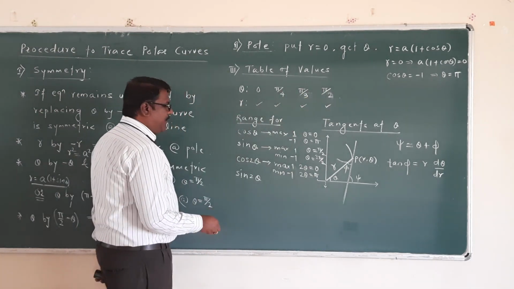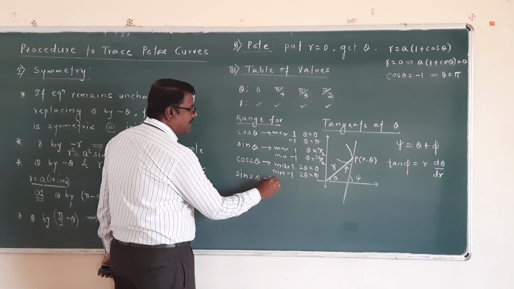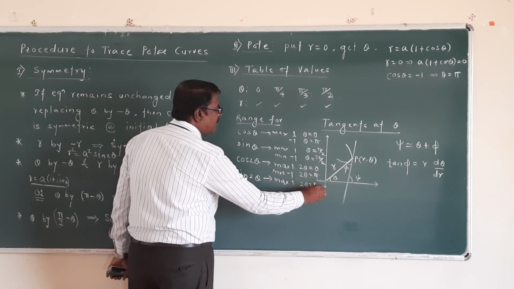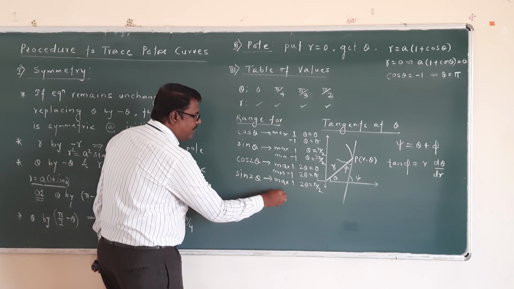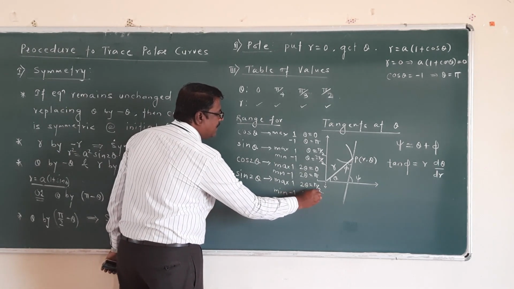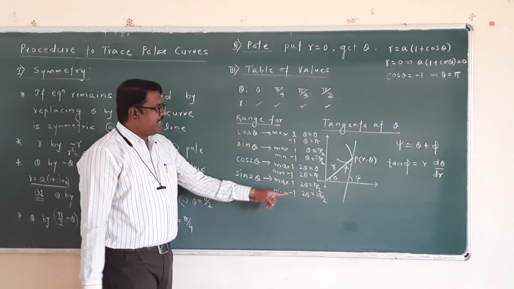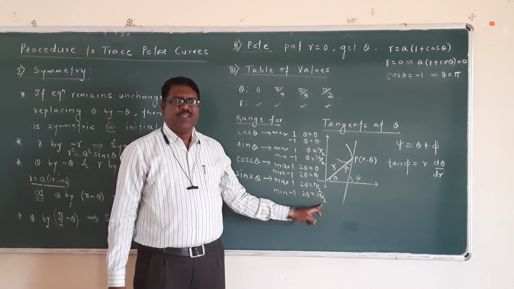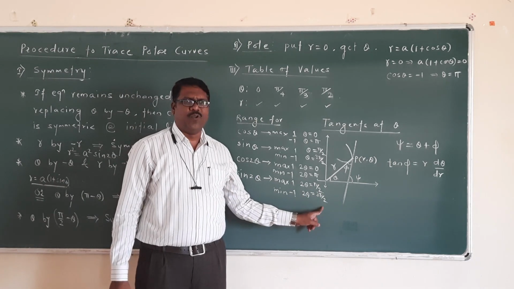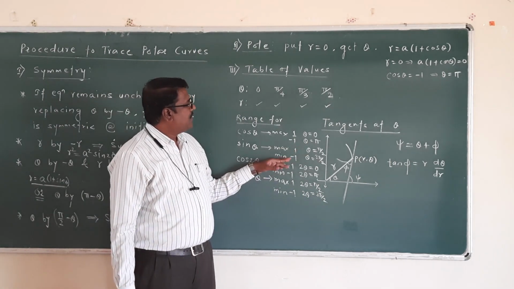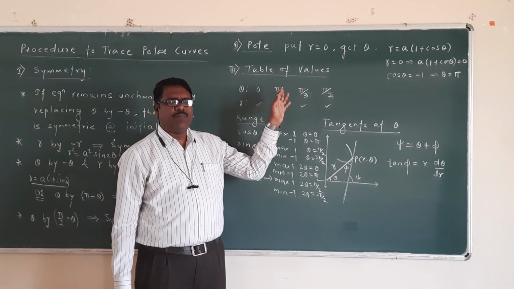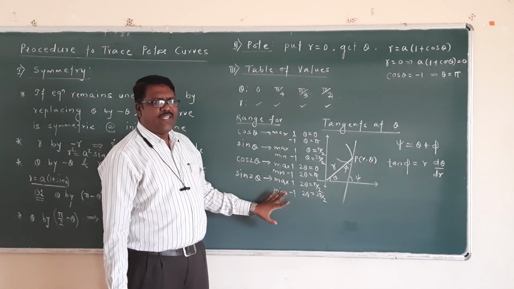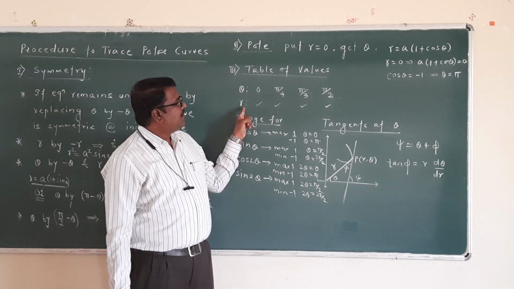Okay. Now, if the equation contains sin 2 theta, then sin 2 theta has maximum value 1 when 2 theta is equal to pi by 2 and minimum value minus 1 when 2 theta is 3 pi by 2. Now, what is the range of theta? Range of theta is from pi by 4 to 3 pi by 4. So if the range is from pi by 4 to 3 pi by 4, you can select the values of theta as pi by 4, then pi by 3, pi by 2, 3 pi by 4, and then pi. Okay. So likewise, we can select the range of theta, and accordingly we should calculate the values of r.